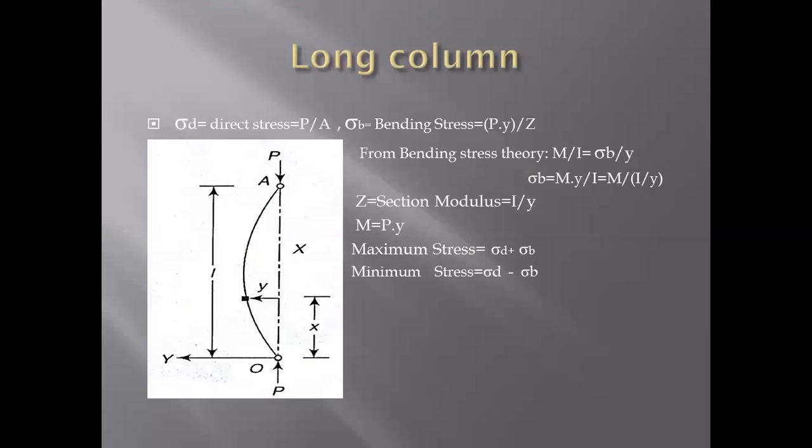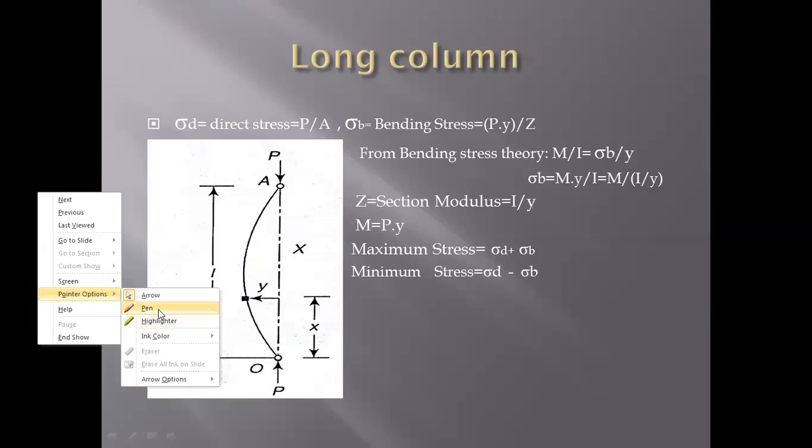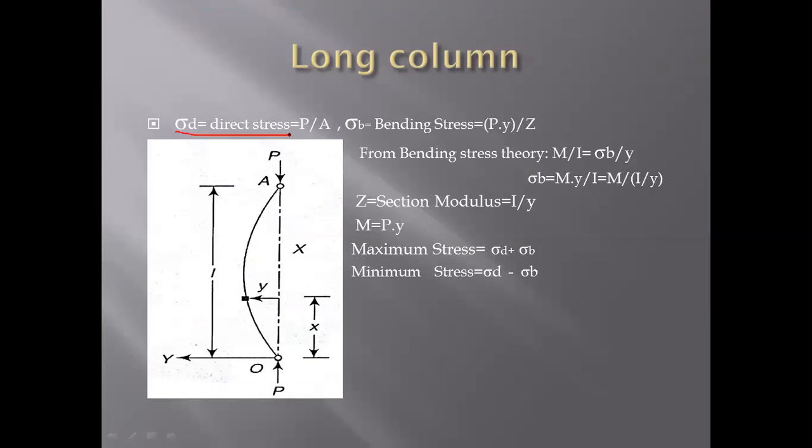Now a long column fails because of the direct stress and the bending stress that we already discussed. Suppose sigma d is the direct stress and it is equal to P upon A. This is a column and you are applying a load here, P, the compressive load. So P upon the cross-sectional area is the direct stress. And what is bending stress? It is P into Y by Z, where P is the load, Y is the distance from the central axis, and Z is the section modulus.